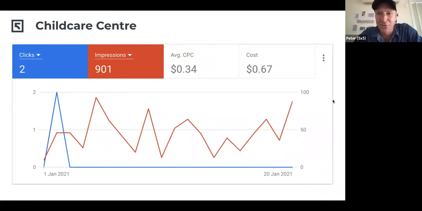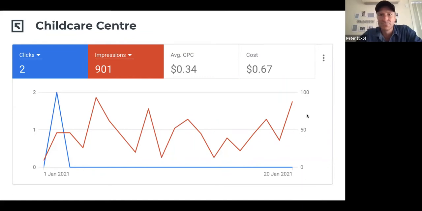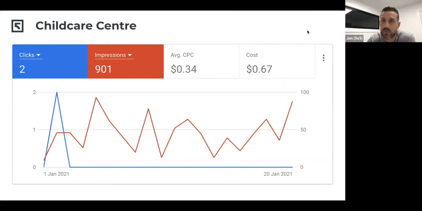Evelyn's just asked the question, is $1.42 good? Well, it's completely going to vary from industry to industry, segment to segment. It just depends on how competitive the market is that you're operating in.